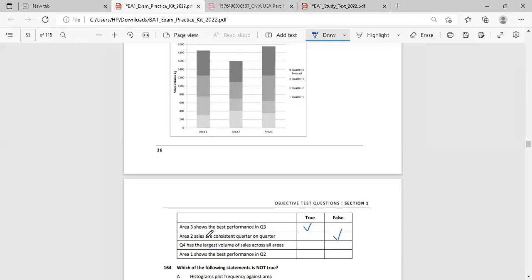Q4 has the largest volume of sales across all. Q4s are taller than the others. So here we have it as true. Area 1 shows the best performance in Q2. Area 1, Q2. This is longer than the other two. So okay, this is true.